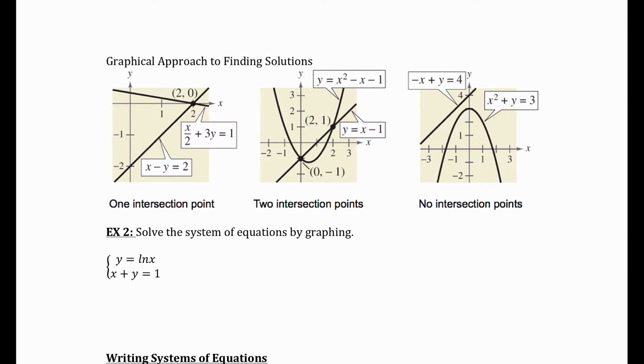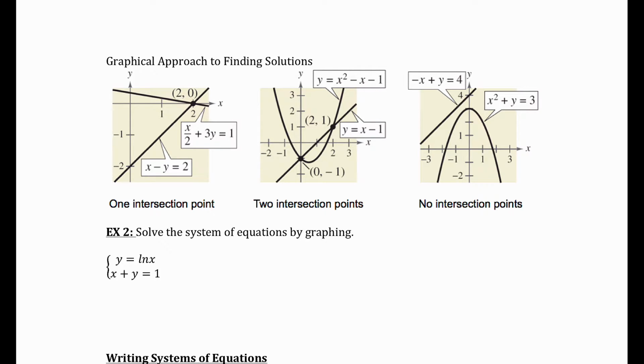Now we could also have a parabola and a line intersecting at 2 points. You could also have a parabola and a line intersecting at no points. So you can have multiple solutions. If you have a linear graph and a cubic graph, you could have 3 solutions. You could have 4 solutions if you're dealing with a quartic. There's a lot of different options. So what we're going to do is solve this system of equations by graphing.